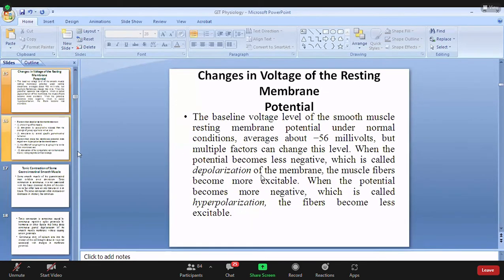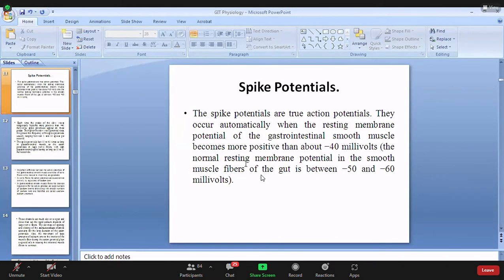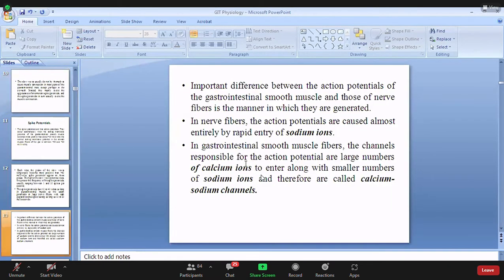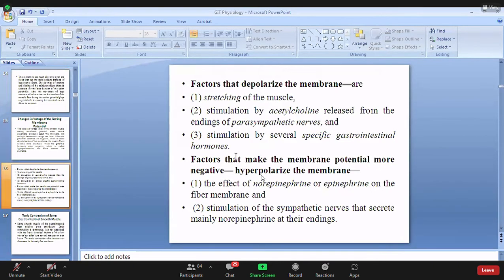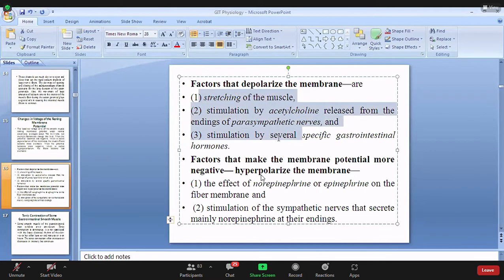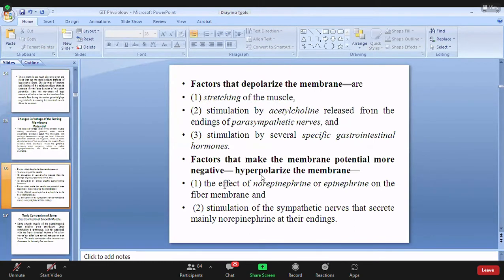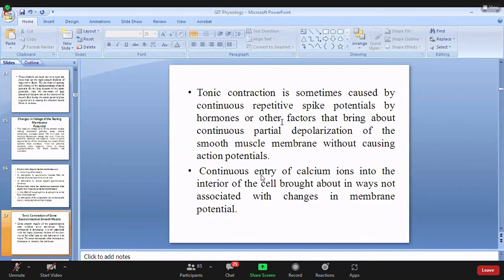All these are taken from your text. Causes of depolarization are stretching of the muscle, stimulation of acetylcholine from the parasympathetic nerve endings, and several other gastrointestinal hormones. On the other hand, hyperpolarization is due to the effect of norepinephrine or epinephrine and the stimulation of the sympathetic nerves. Okay? Do you understand?